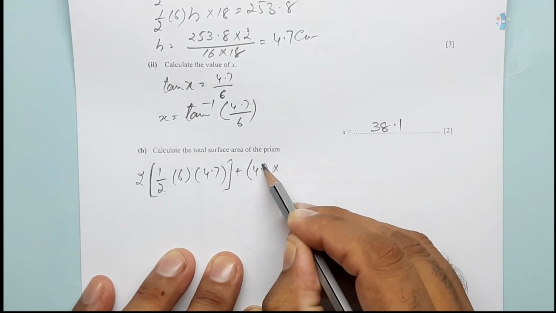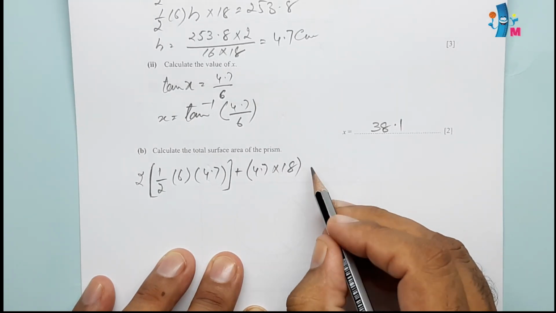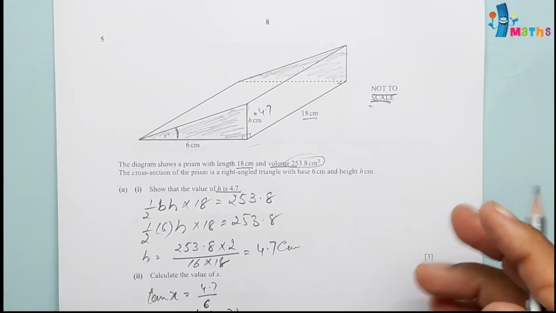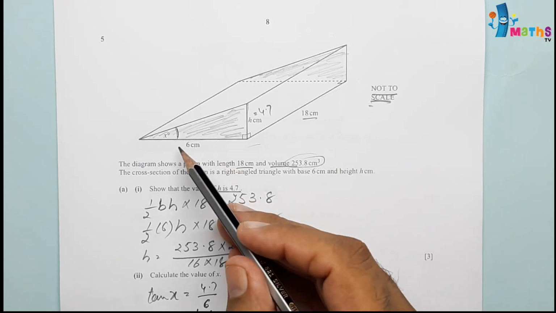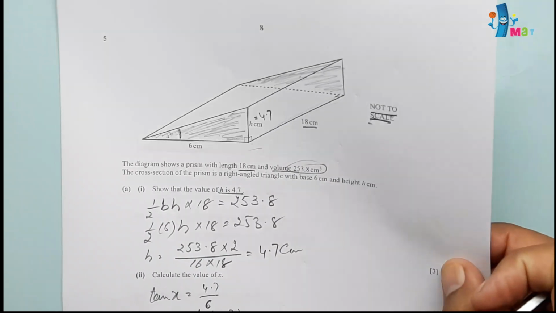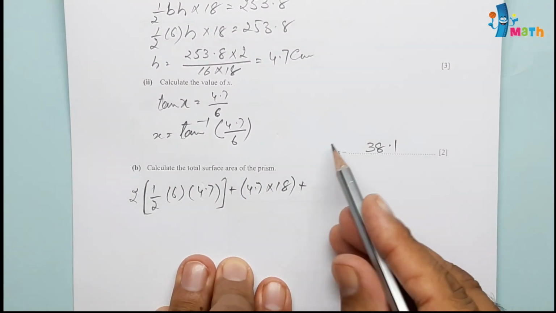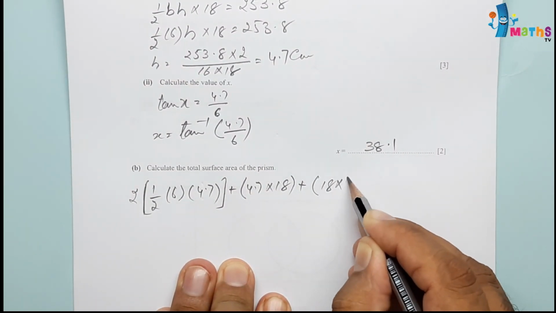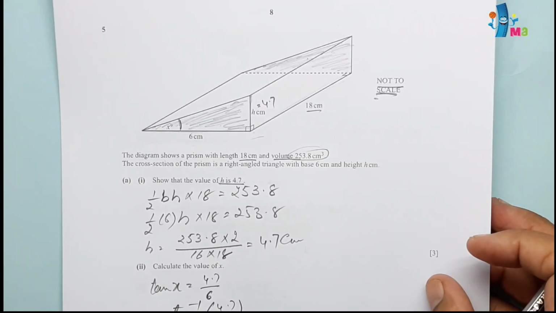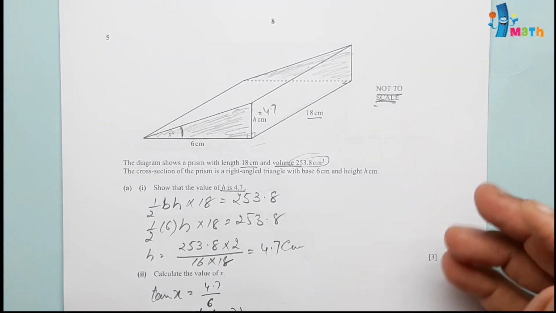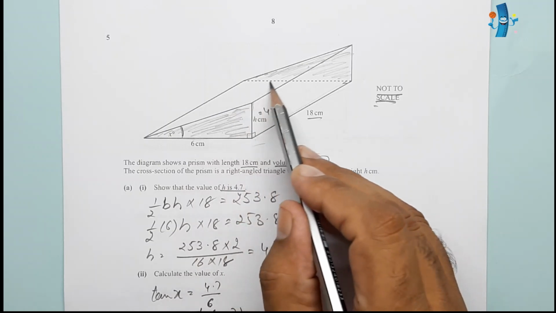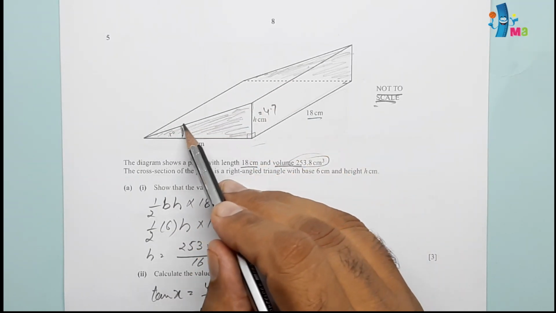So we can take this area 4.7 multiplied by 18, plus we are having 18 multiplied by 6, this base area. This is 18 multiplied by 6 as well. So this will be 18 multiplied by 6, plus we require this area as well.